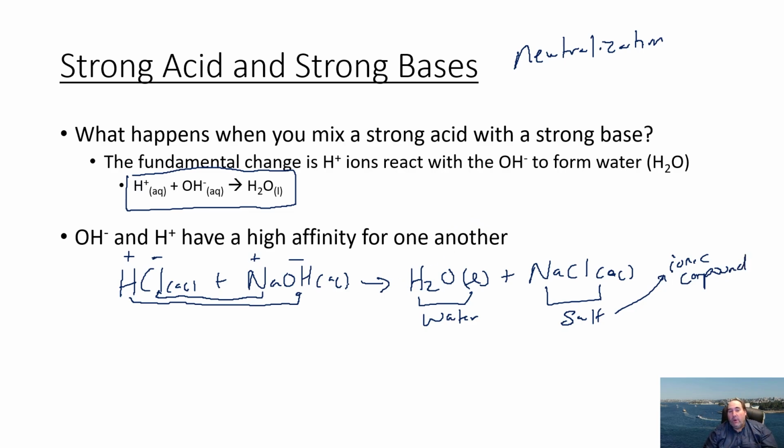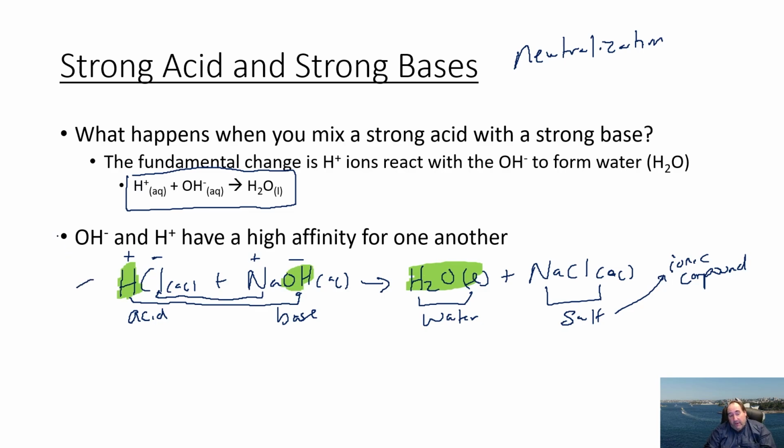Where does the water come from? Frankly, the water in a strong acid, strong base situation, H always from the acid, OH from the base, is basically where our water comes from. So that is pretty much always where the water will end up from. The salt is really the other two guys that are there.